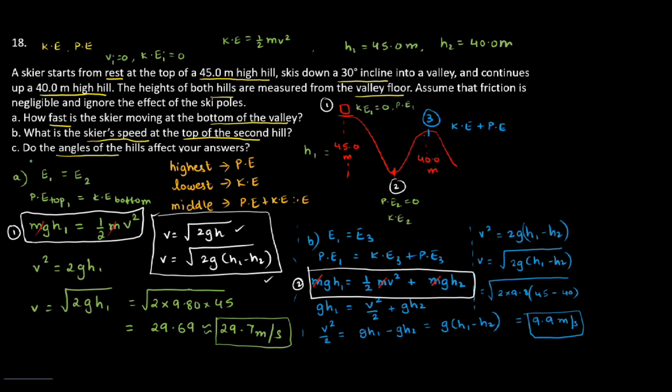Part C is asking us: do the angles of the hills affect your answer? Now, when I was finding the speed v, I did not include the angle here. There was no case where I used the angle theta for the answer. And since my answer was not dependent on the angle, since I did not use it, it will not affect my answer. Because for this angle to affect my answer, it should have been present in the expression for v. And since it is not present, I will write the answer for part C here as: no, it will not affect my answer.